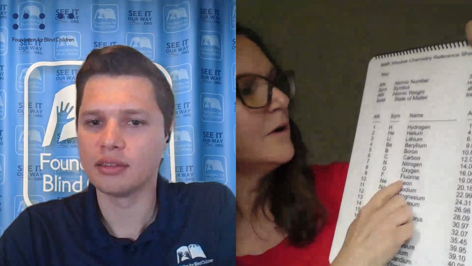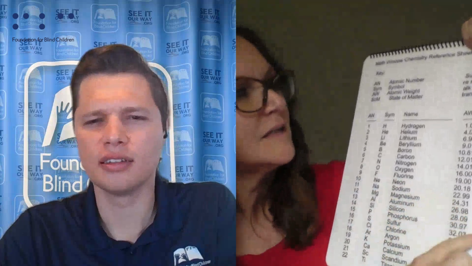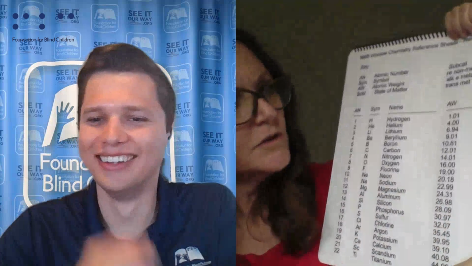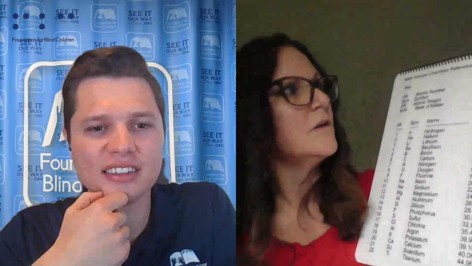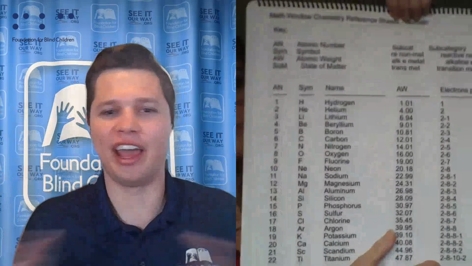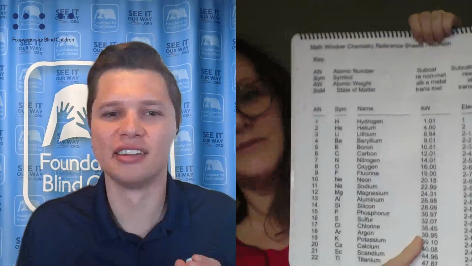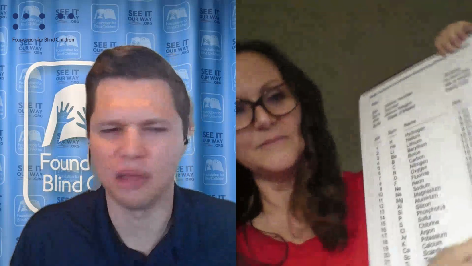They can get the atomic number, the chemical symbol, the name, the atomic weight, the amount of electrons per shell, whether it's its state of matter and its subvariance. So it's just a wealth of information for students to definitely get. That is the most comprehensive elemental chart I have ever seen produced in Braille. Absolutely, and this was a gold mine in the class.